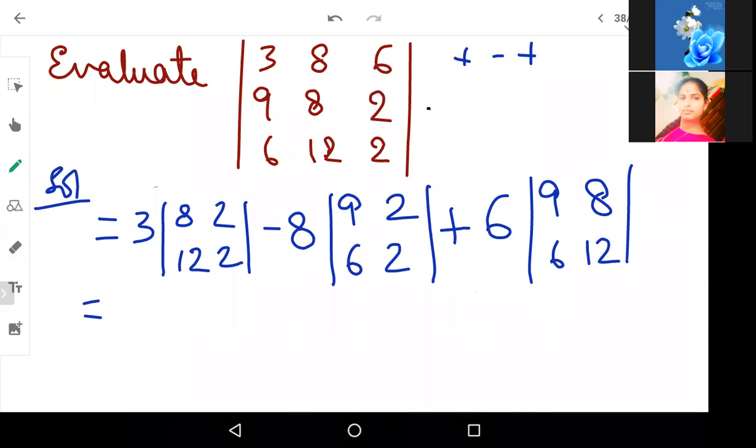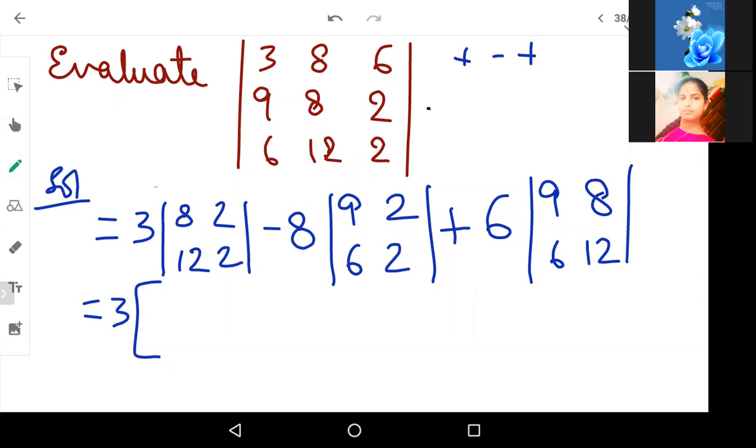Is equal to 3 into, yeah, correct, 9, 8, 6, 12 is the minor, correct. Everybody is right, very good. So, we have to do the cross multiplication for a 2 into 2 matrix. Sorry, 2 into 2 determinant, not a matrix. Okay. So, here 8 into 2 minus 12 into 2.